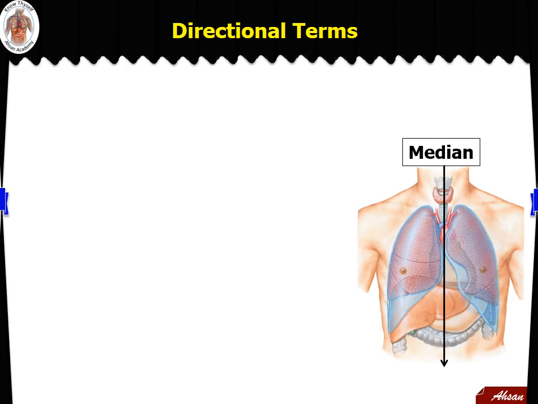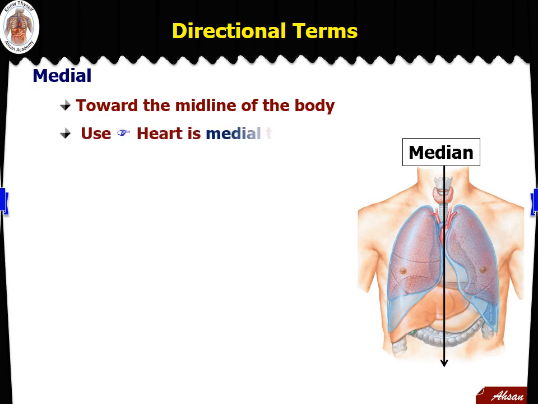This is the median point. The line indicates the position of the median plane. So anything we can get on this line or close to this line, towards the midline of the body, is medial in position. This terminology we usually use in comparison to the other one. The heart is in the median plane. It is sectioned by the median line.